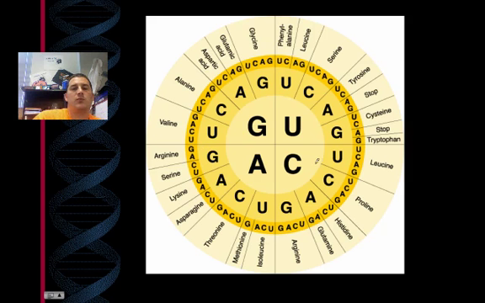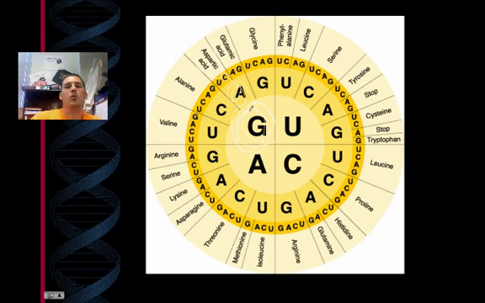If you're using this one, and for example you want to find the amino acid, you have GAC. You're going to start with this big G right here in the middle. Then you're going to go out to the A, you're going to come out to this A right here, and then you're going to go out to the C, and your protein that you just made, or amino acid, is going to be aspartic acid.